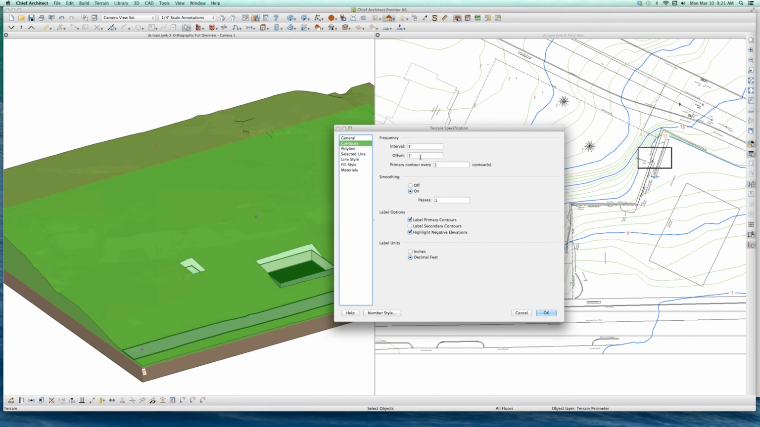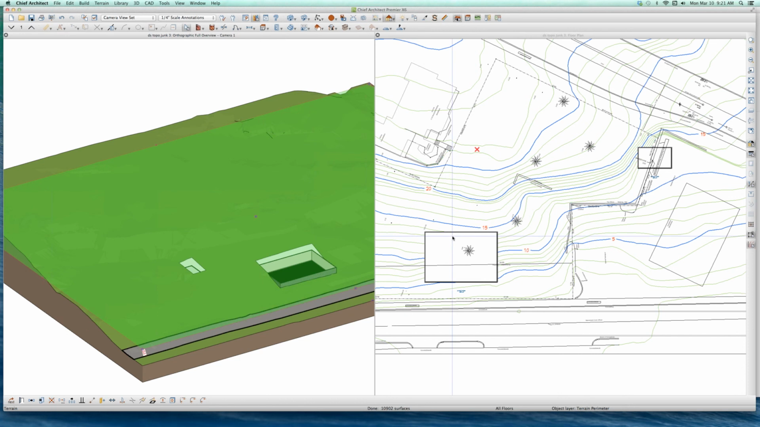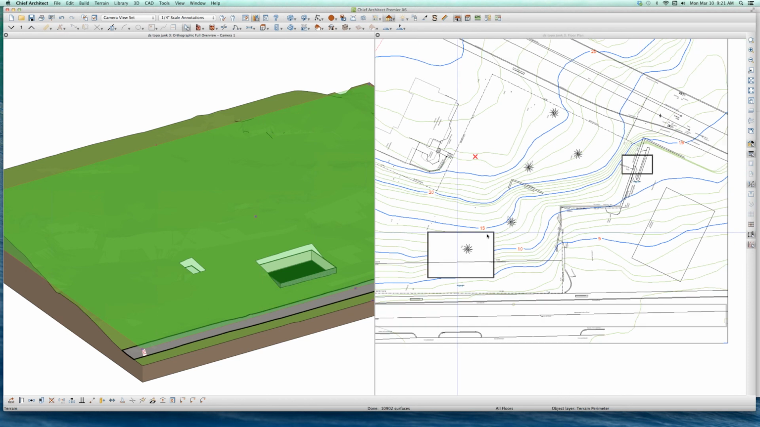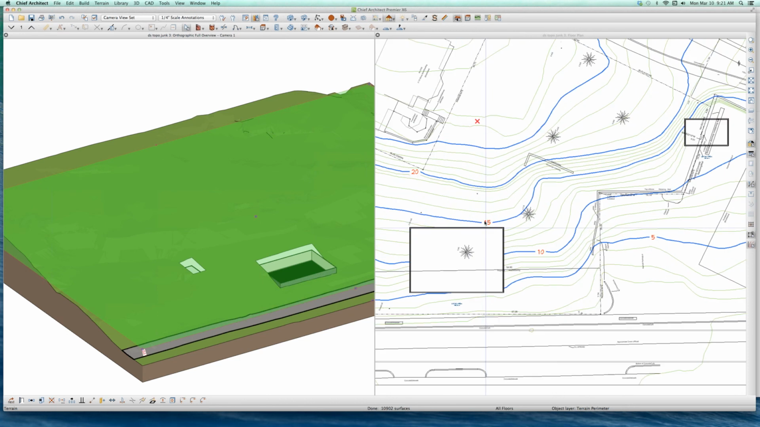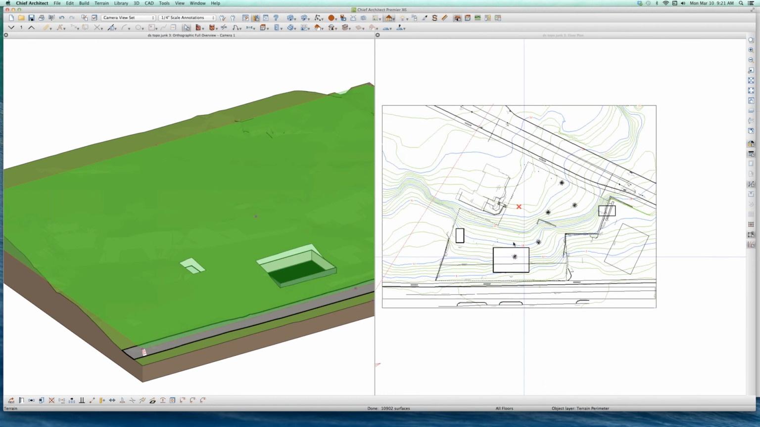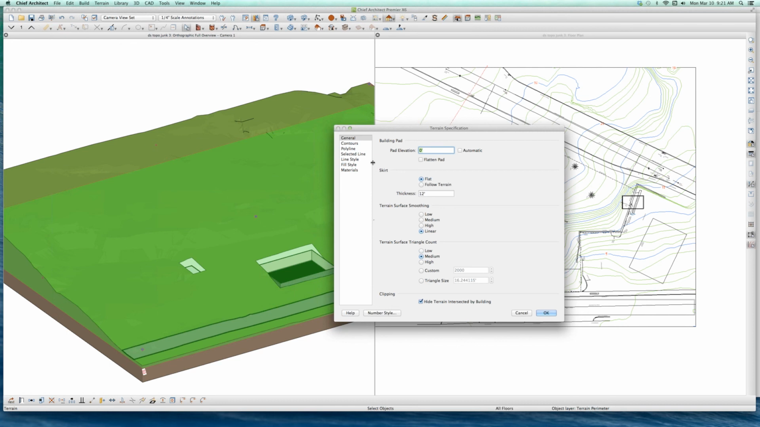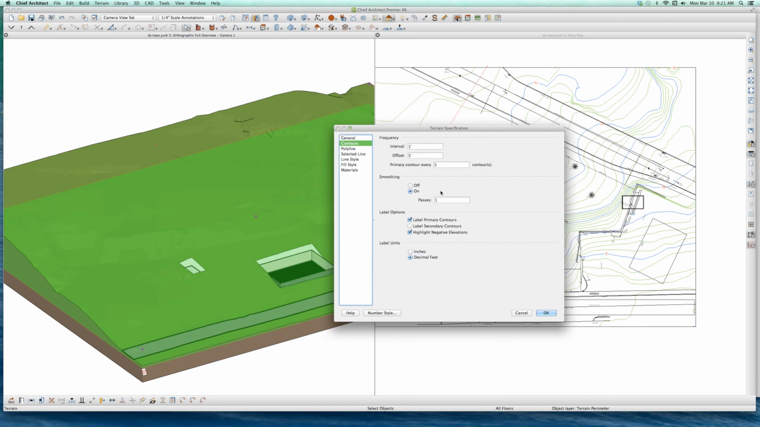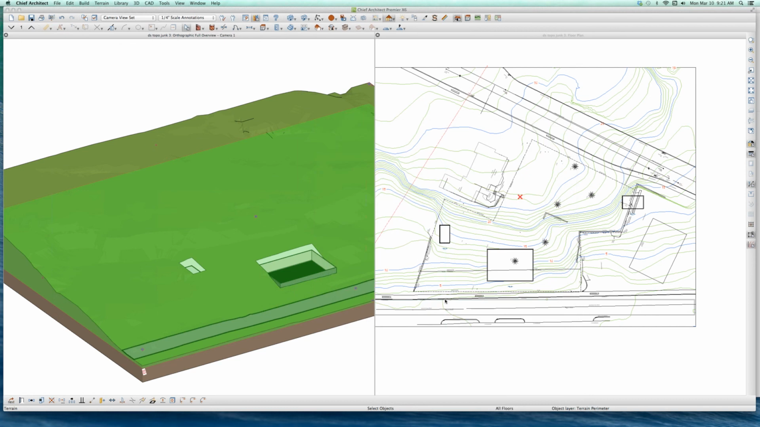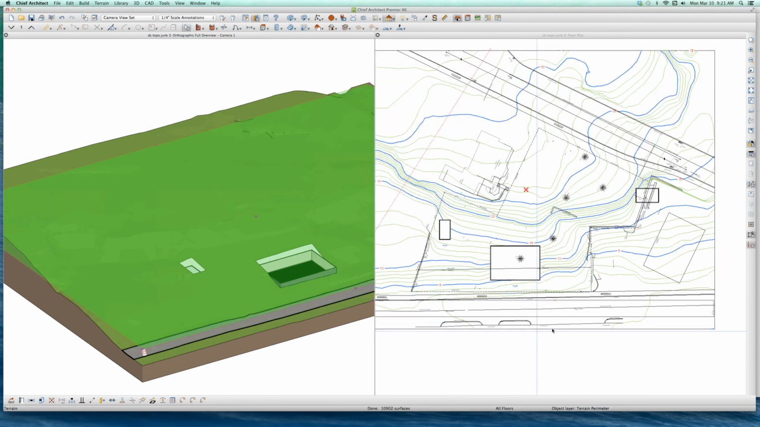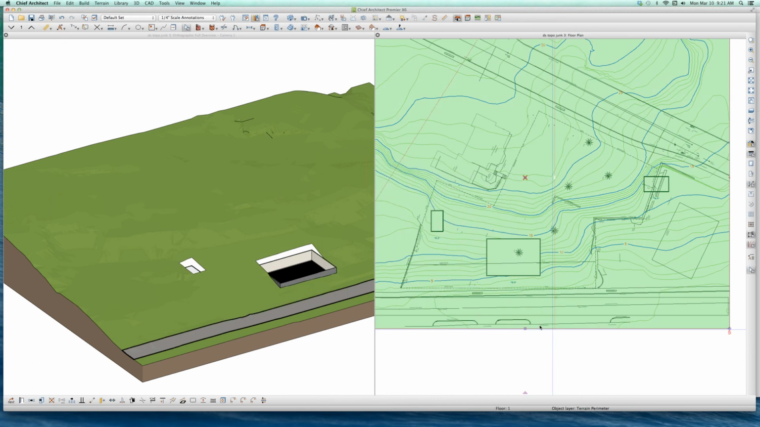Contours offset 5 feet. Oh, check that out. Look where the numbers are. I'm moving those numbers around. That's what that's doing. Contours. Maybe I want to offset it every 20 feet. I don't know. I didn't change it. I don't know.